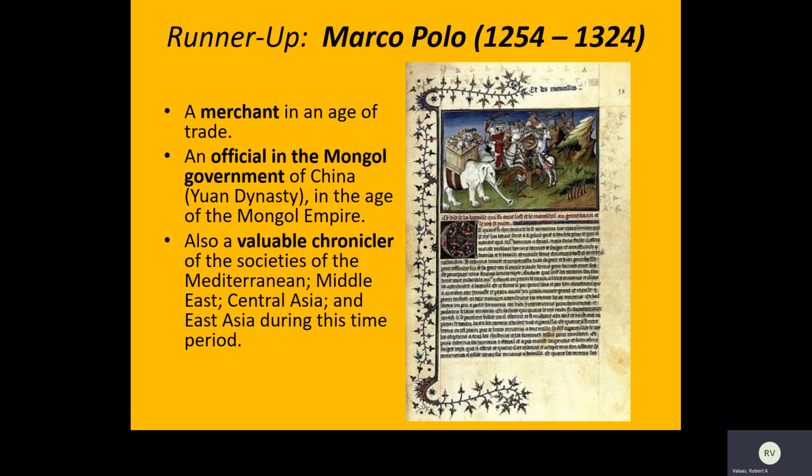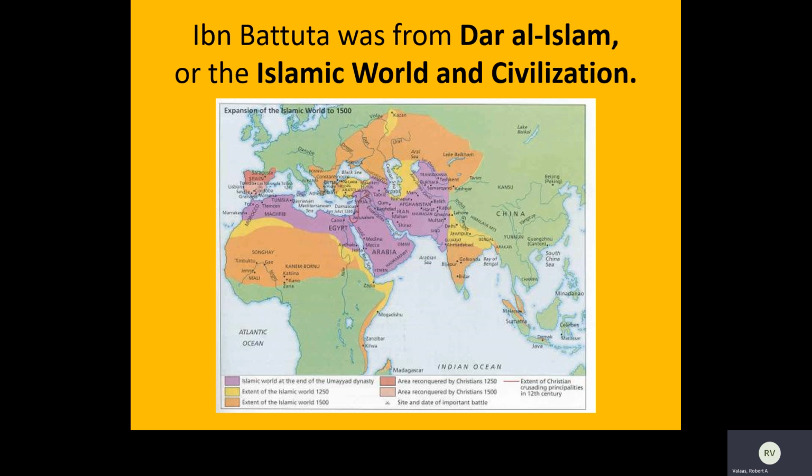And just like Ibn Battuta, at the end of his travels, he wrote it all down. And once again, much of what we know about much of Eurasia in this time period also comes from the travel accounts of Marco Polo in the Mediterranean, in the Middle East, in Central Asia, and in East Asia during this time period. So we'll call Marco Polo the runner-up, and he also got some good mention there on that map. So we'll be following throughout this review lecture the travels of these two gentlemen, Ibn Battuta and Marco Polo, as they travel the world.